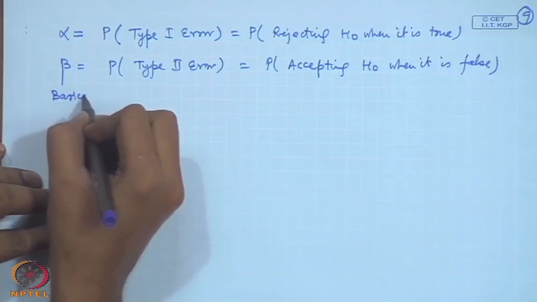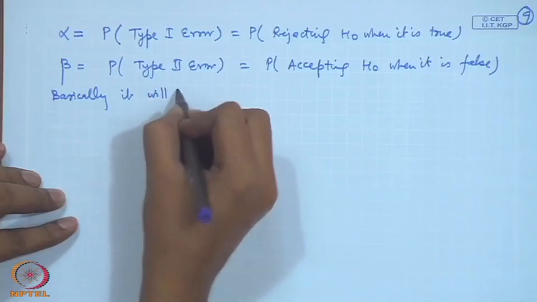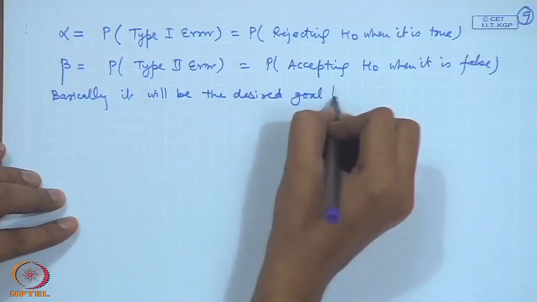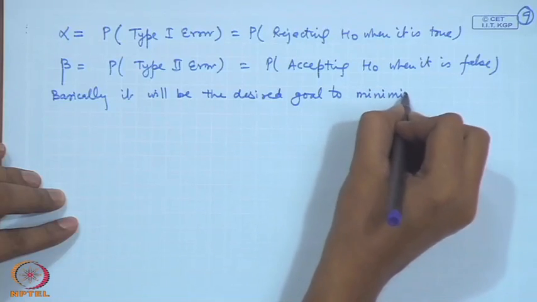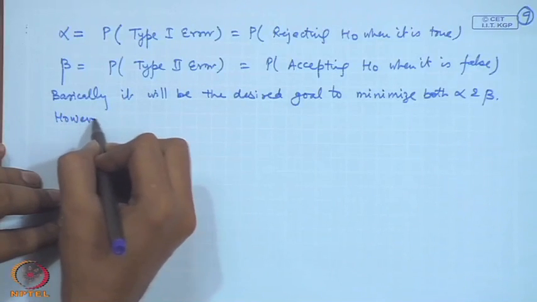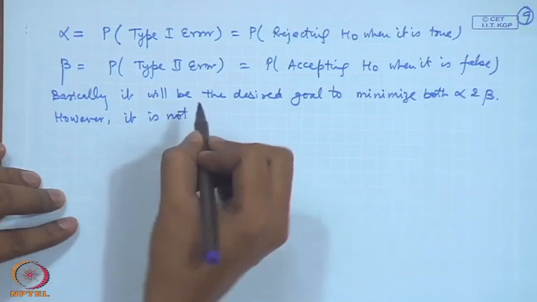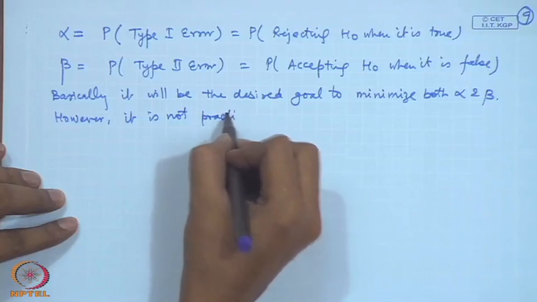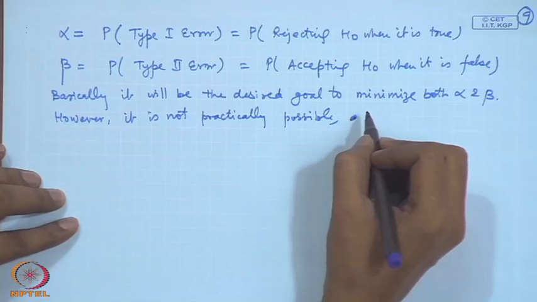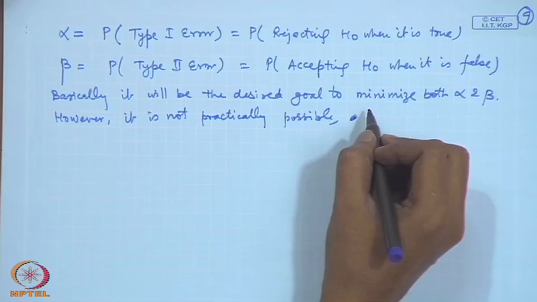So, basically, it will be the goal to minimize both alpha and beta. However, it is not practically possible. The reason is that if I reduce alpha, then beta will increase, and if I reduce beta, then alpha will increase. You can think from this example that I gave.